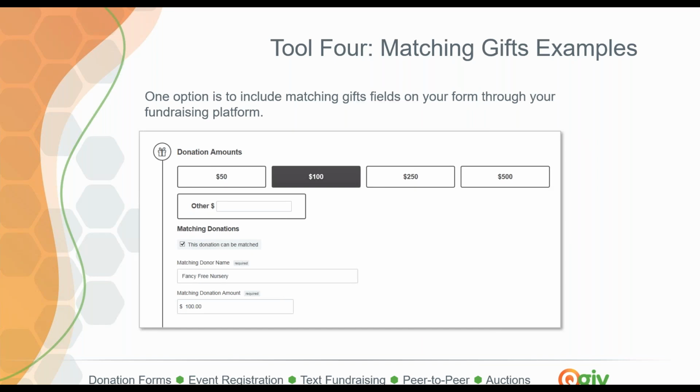So one option that you can use in Qgiv is to include a matching gifts field on your form. You can see here it's as simple as enabling it. The donor can click a button and then they can enter the donor name. That is very straightforward for your donors.